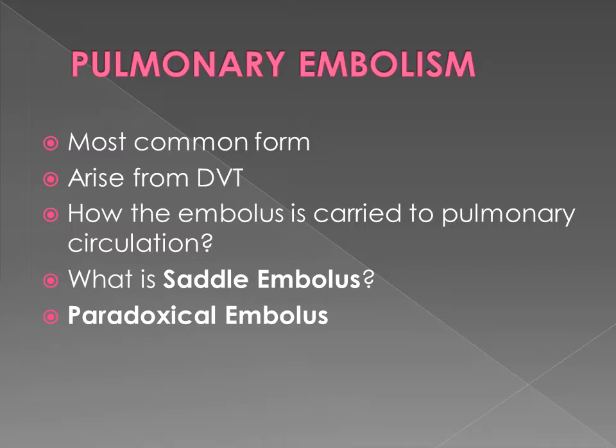So how is this embolus carried from the venous side of the circulation to the arterial side? It results from some defect in the atrial septum or the ventricular septum. When there is that defect, it results in the transfer of the embolus from one chamber, the atrial chamber, to the other side of the heart, resulting in the development of paradoxical embolism.